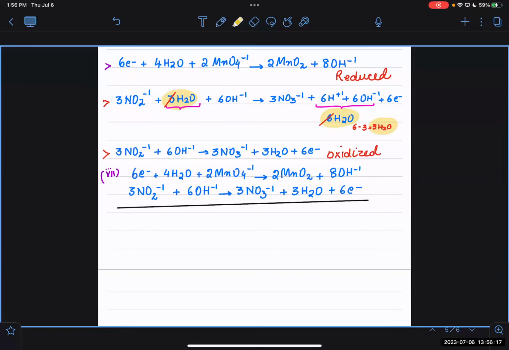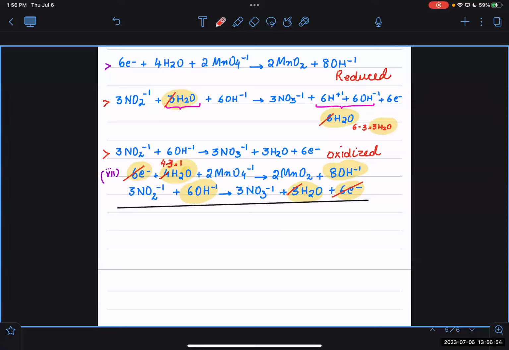Okay, so look at the common species, 6 electrons, they'll be canceled out. What else? You have 3 waters and you have 4 waters on one side, so that's going to reduce. And then you have 8 OH on one side and 6 OH on the other side. That is going to be canceled out. You see that now? So 6 electrons and 6 electrons completely gone. 3 water and 4, so 4 minus 3 is equal to 1 water will be left.